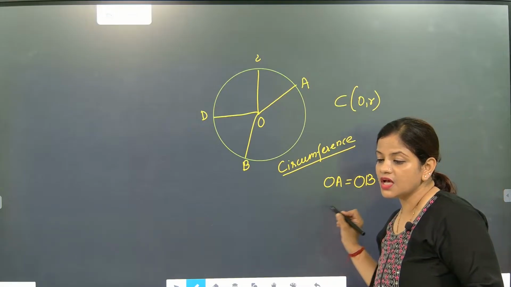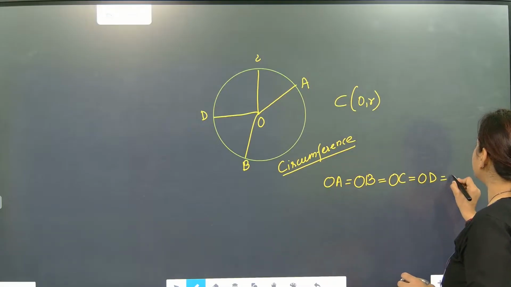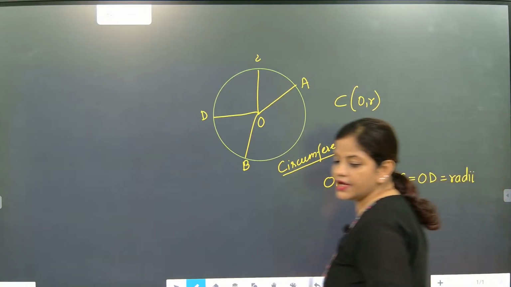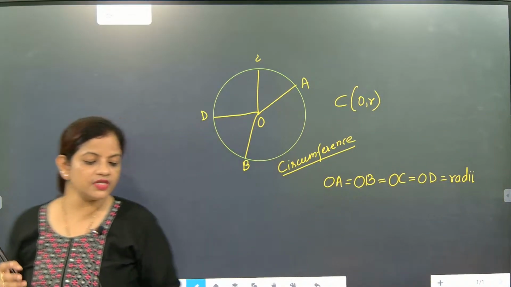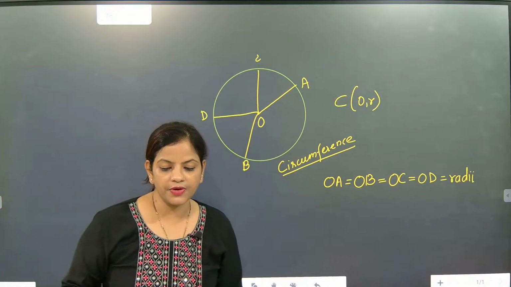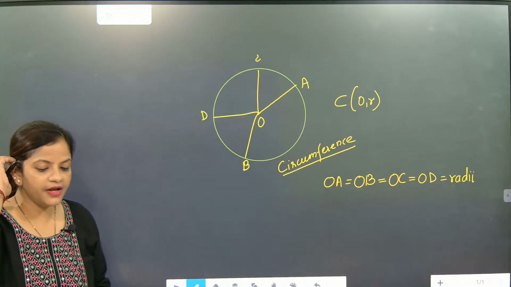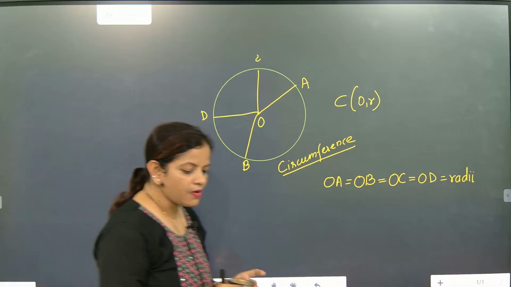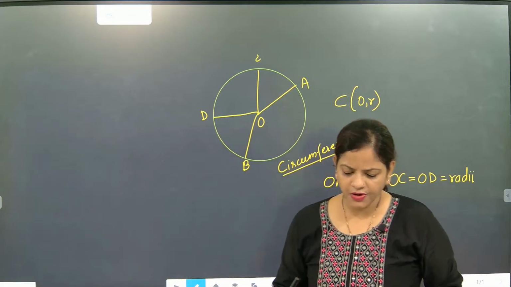and all of these are radius. So what are we calling it? Radii. And it is always equidistant. So this is considered as what, beta? This is considered as radii of a circle. Okay, now we will understand the next part.